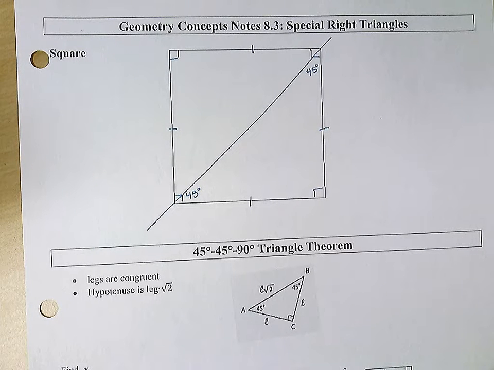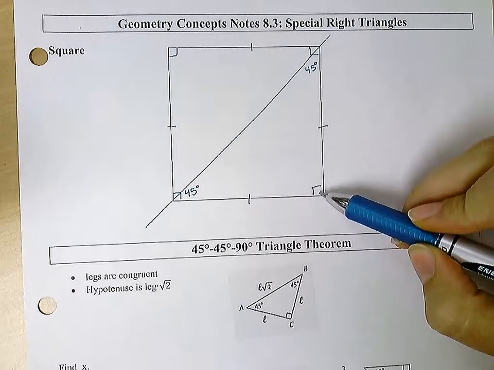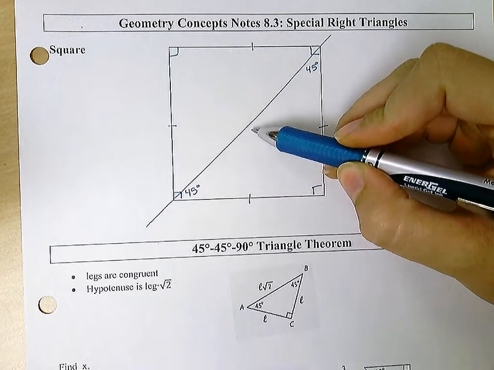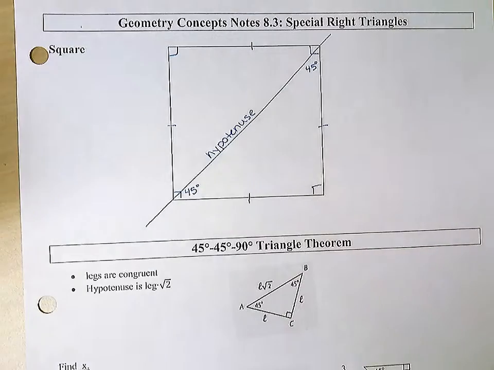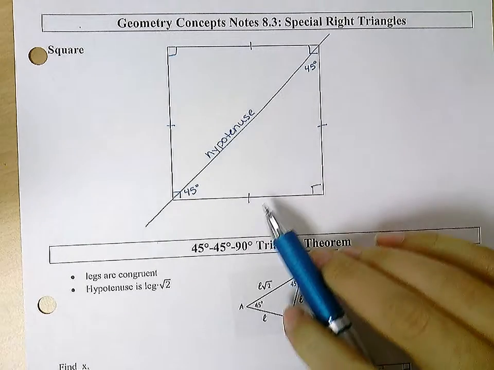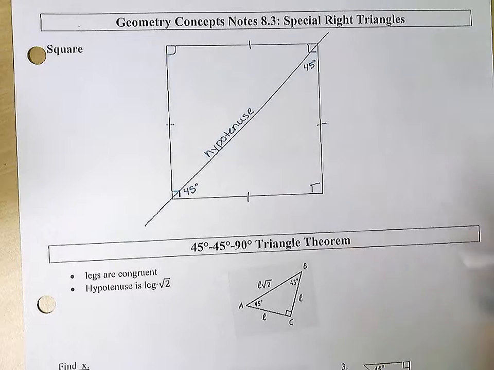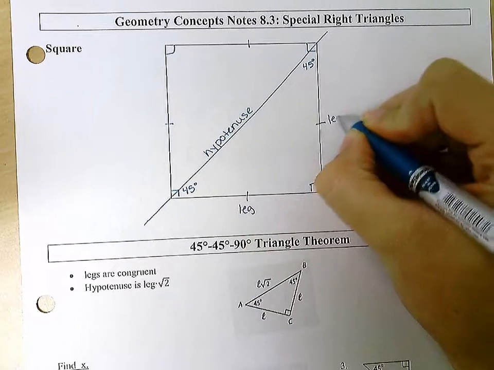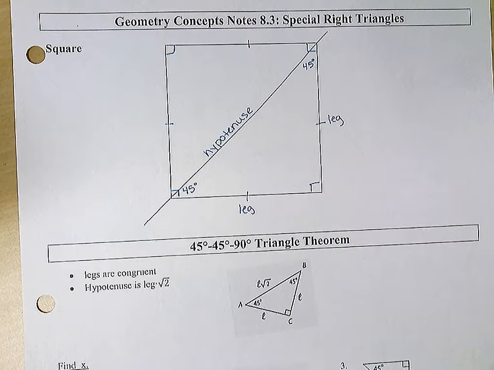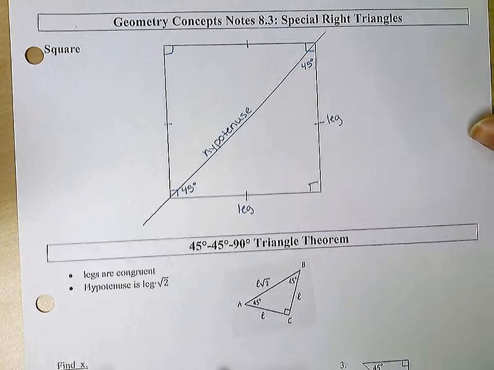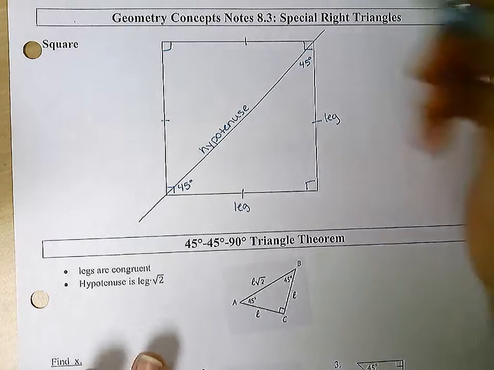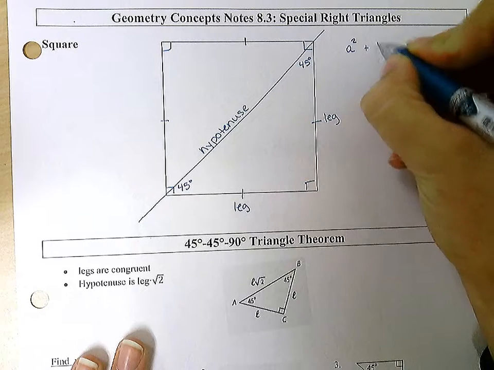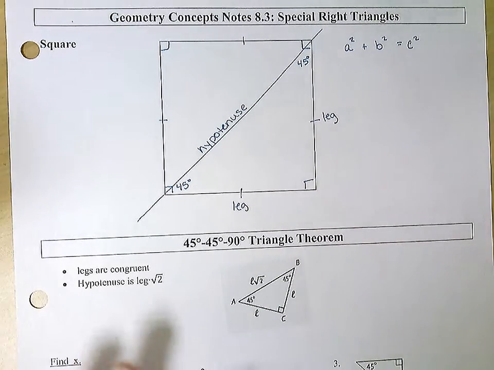So I'm going to label each of these sides. Opposite the 90 degree angle, so across from it, that is your hypotenuse. Okay, so that's our hypotenuse. The other 2 sides, which are congruent, are the legs of your right triangle. Okay, I'm going to kind of derive the rules that we're going to be using using the Pythagorean theorem. So that's, again, a squared plus b squared is equal to c squared.